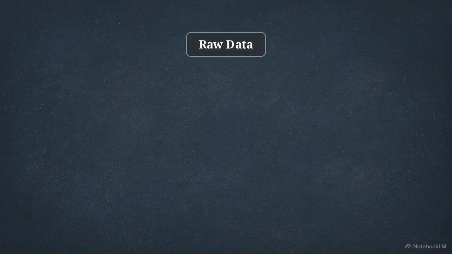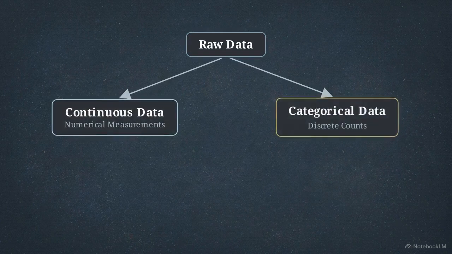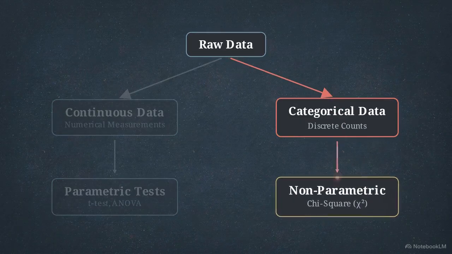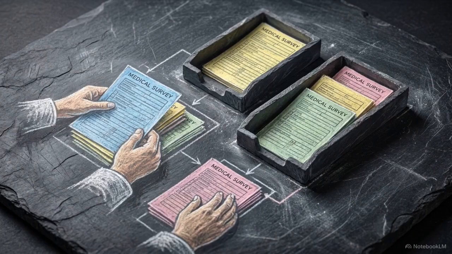We start with the foundational principle of biostatistics. The nature of your gathered data entirely dictates the mathematical test you must apply. You do not choose the test. The data chooses it for you.